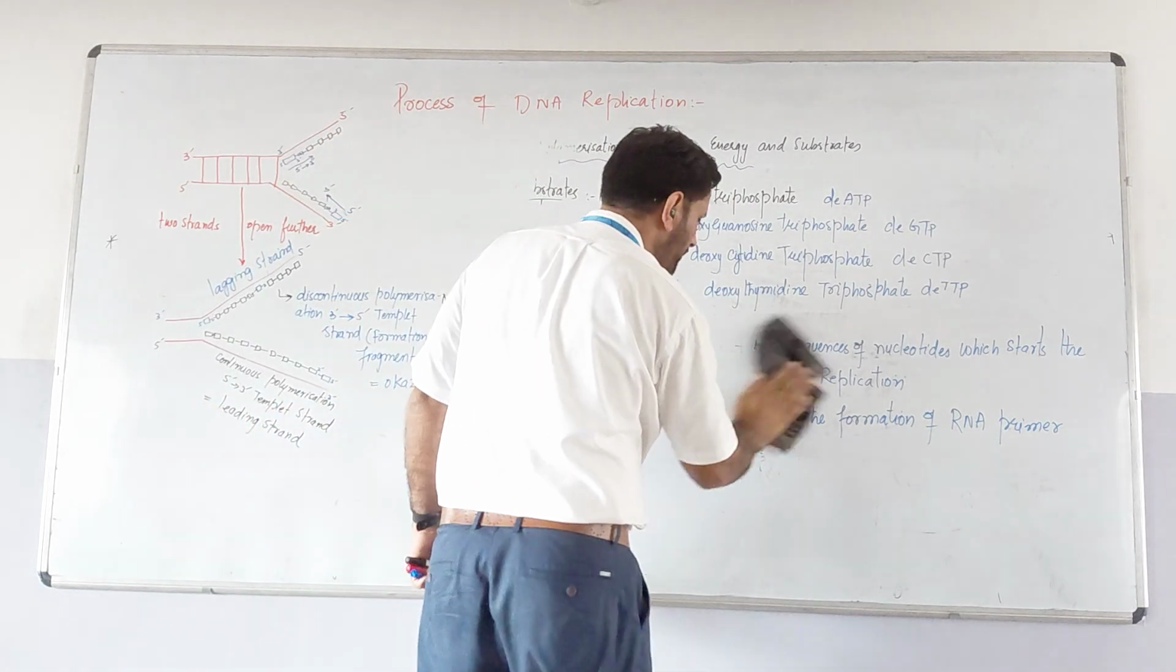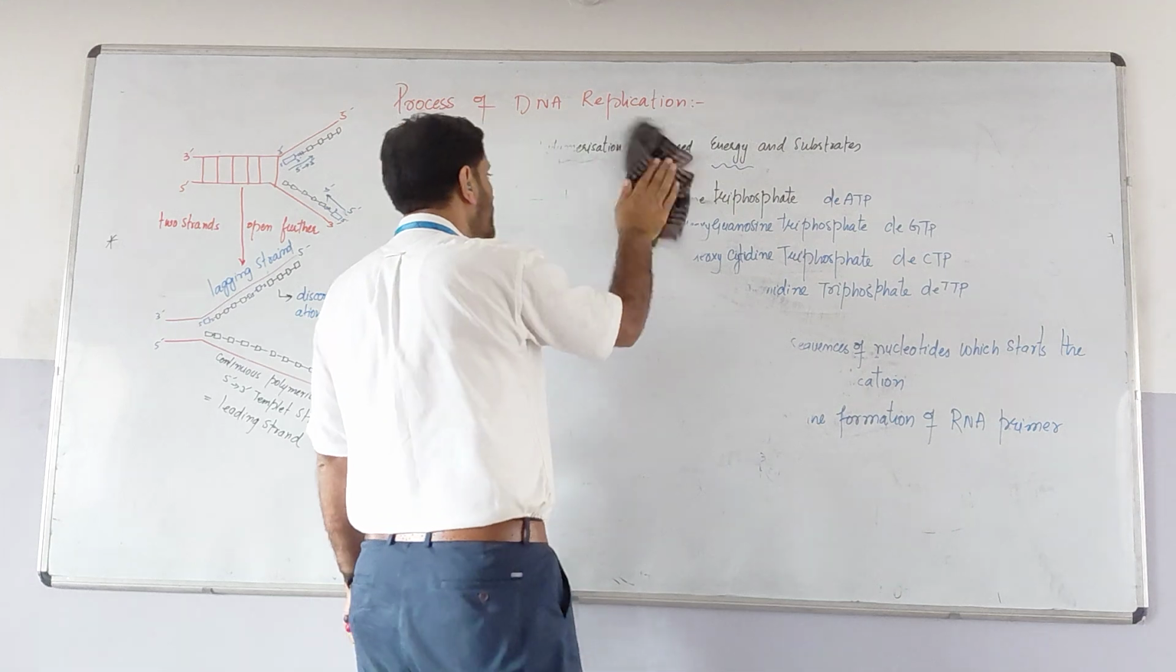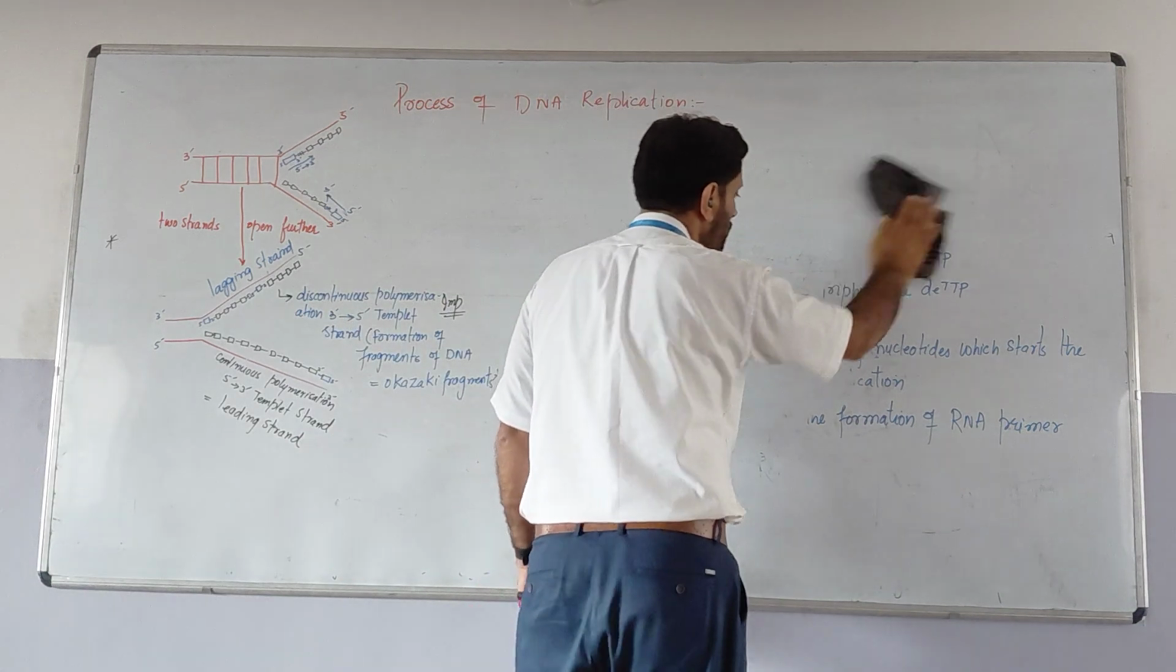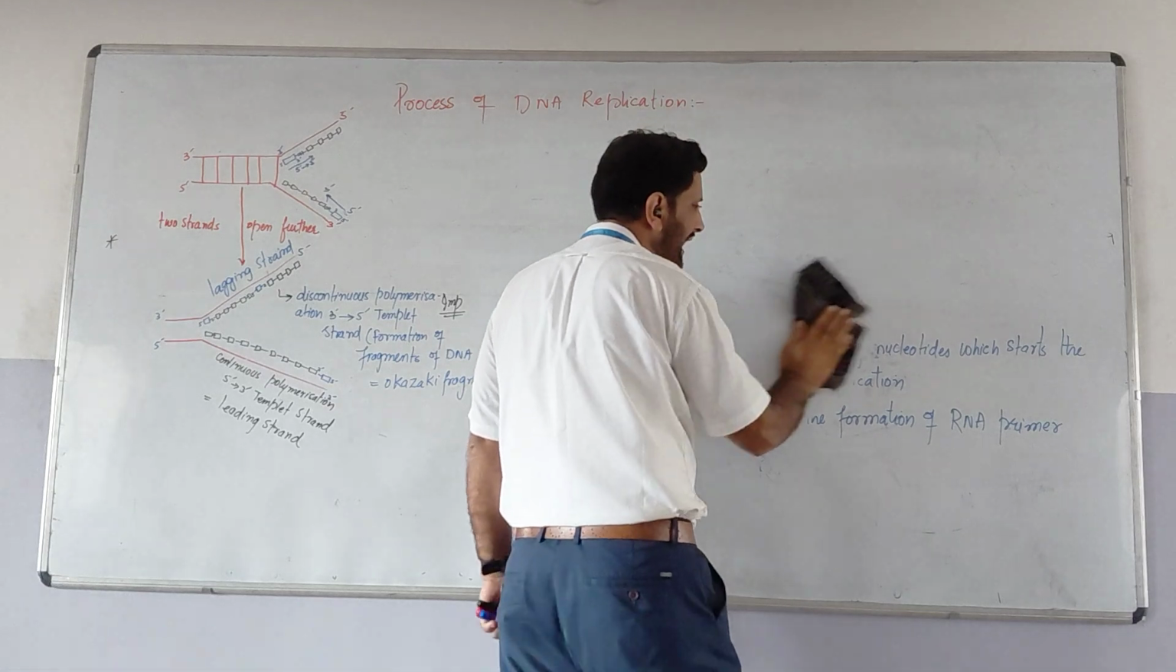When the whole DNA molecule is getting replicated, it gets replicated in both directions. So DNA replication is bidirectional.